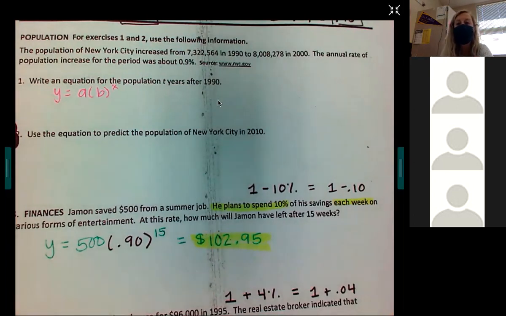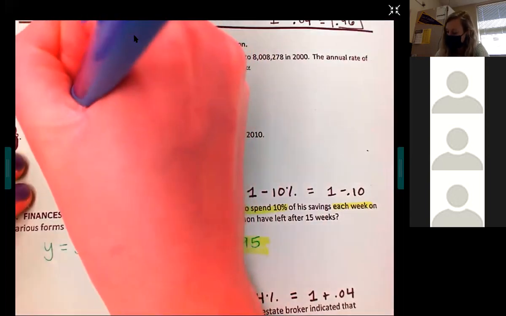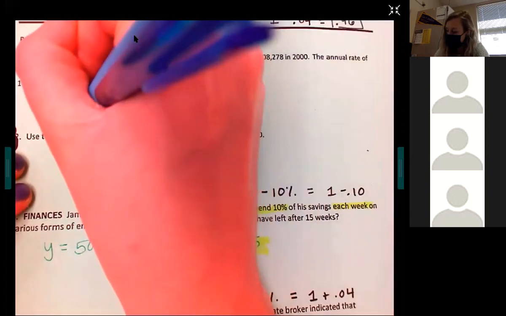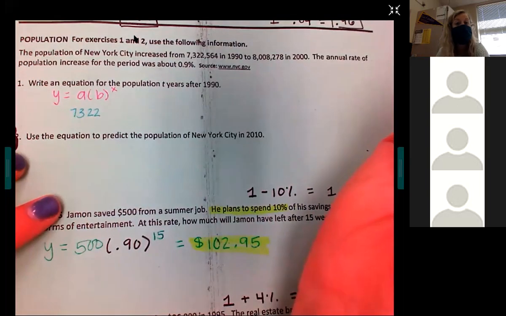So y'all, what does the A stand for? My Zoom girls, y'all can answer too. What's the A stand for? Initial. The initial, good. Jasmine, can you tell me how many people we started with? What's my initial number of people? Tyree, make sure you're paying attention, bud. 7,322,564. Excellent job, babe. That's your initial number of people.